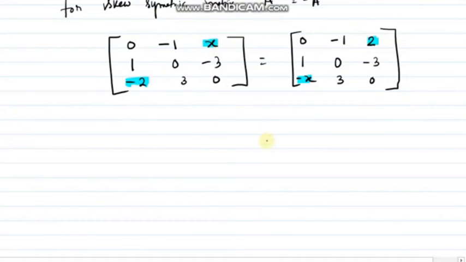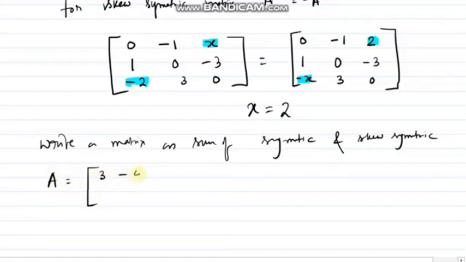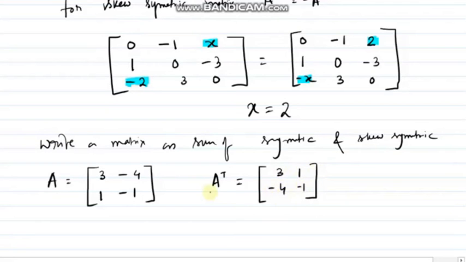One more type of sum we have from here. Write a matrix as sum of symmetric and skew symmetric. So how to do that? Suppose the matrix I am taking, one easy one I am taking, you can just do it for 3 by 3 also. Matrix of 3, minus 4, 1, minus 1. What will be your A transpose? A transpose will be 3, 1, minus 4 and minus 1, right? So this is your A transpose.